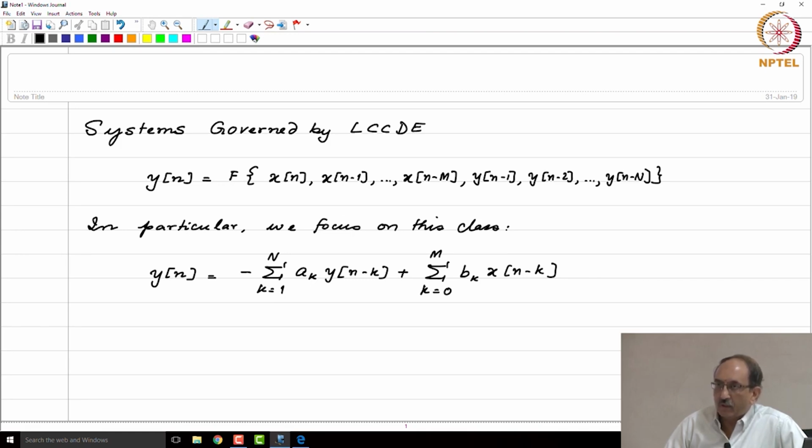So, this is clearly a linear constant coefficient difference equation, and this is the counterpart to systems being described by linear constant coefficient differential equations. There also you saw general systems, then you focused on LTI systems, and within LTI systems you focused on systems that are governed by linear constant coefficient differential equations. So, this is the counterpart to that.